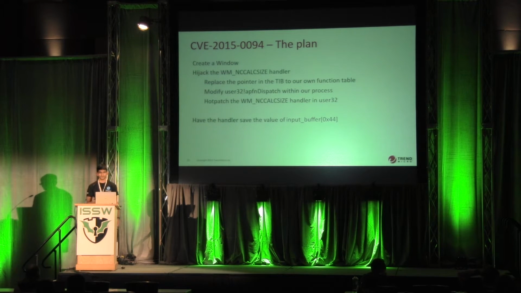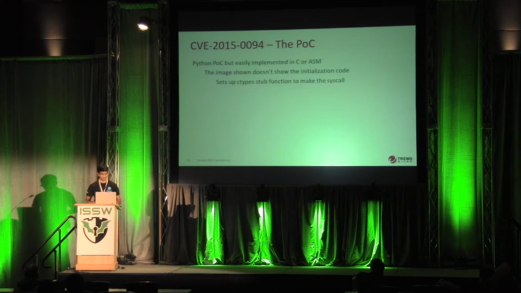For the proof of concept, it's not a big deal, but if you were writing a full chain exploit, you would not do that. The only thing the handler really does is save the value of the input buffer at offset hex 48, save it off as a DWORD, and reference it later. Then it just continues on and allows execution to continue back into the kernel.